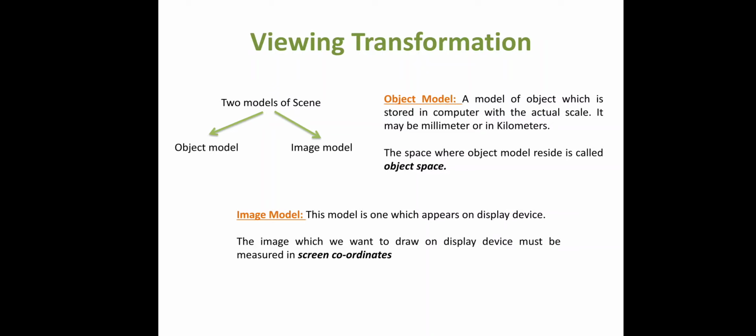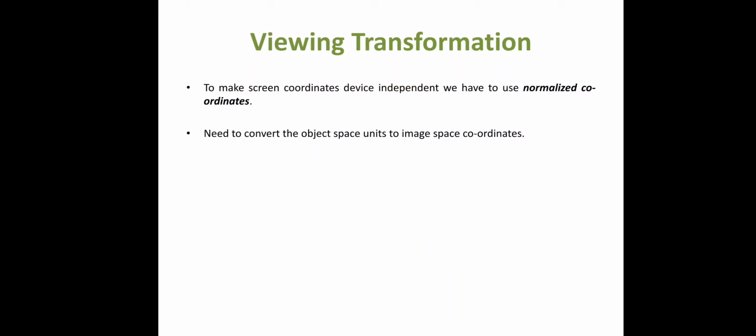The image which we want to draw on the display device must be measured in screen coordinates, right. The object model has its original scale, in millimeters or kilometers, but whenever we display that onto the screen, we convert those kilometers or millimeters into screen coordinates, meaning we are converting the actual coordinates into screen coordinates for displaying that particular image model. So, these are the two models which we require to display any scene on a particular screen.